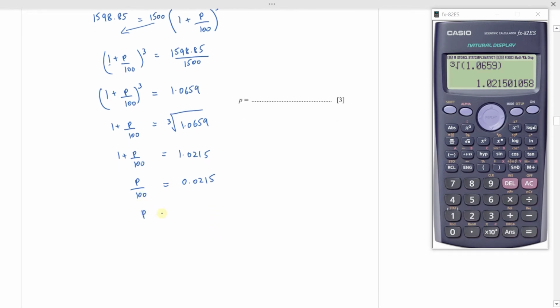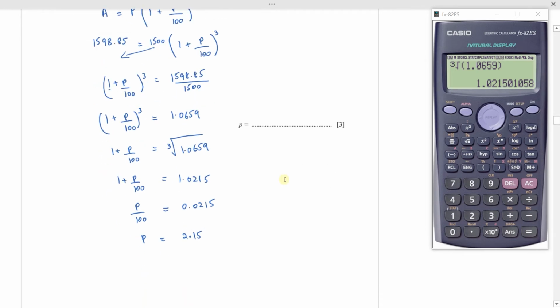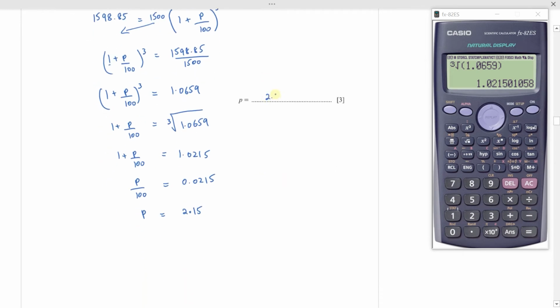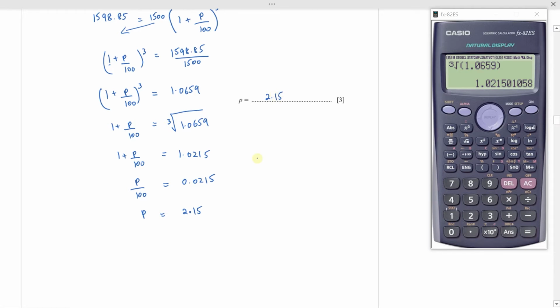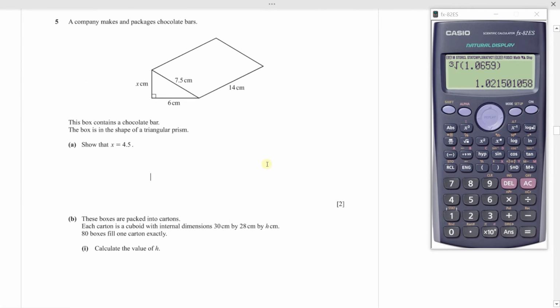And for P, I will take this 100, it will be multiplied here. So I'll move this decimal 2 places to the right. So I will get P equals 2.15, which is your rate. So that's how you will calculate the value of P, which is 2.15. So let's move on to the next question, which is question number 5.